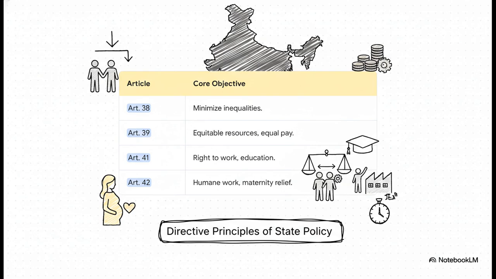For Article 38, the key word to remember is minimize inequality. Article 39 is a big one. For this, remember equitable resources and, crucially, equal pay for equal work. That clause gets tested all the time. Article 41 connects to ideas of social security, things like unemployment benefits. And Article 42 is all about ensuring humane work conditions and maternity relief. Together, these articles really form the foundation of India's social safety net.